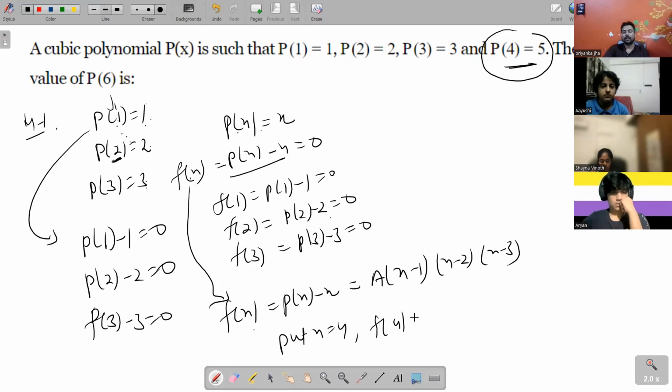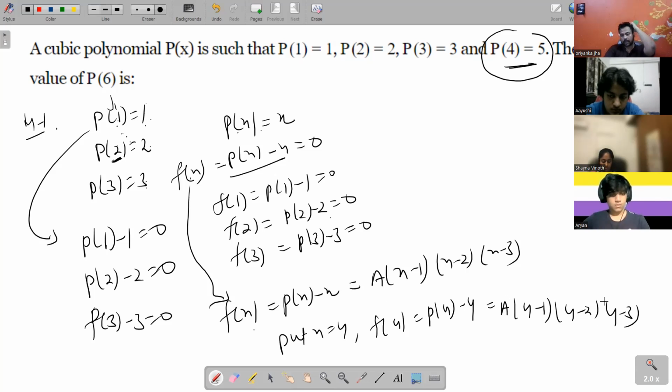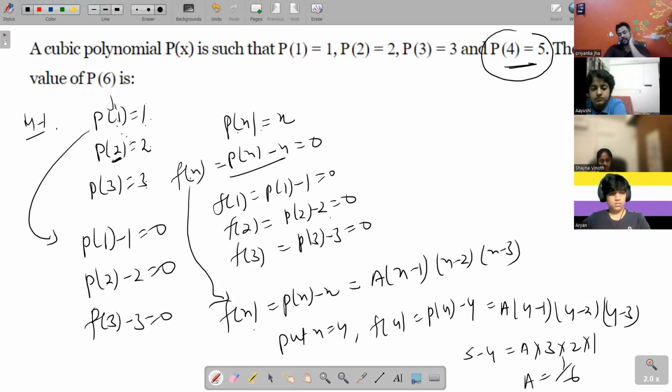So we'll get P(4) − 4 = A(4 − 1)(4 − 2)(4 − 3). P(4) is given as 5 in the question. So 5 − 4 = A × 3 × 2 × 1. So A is 1/6.